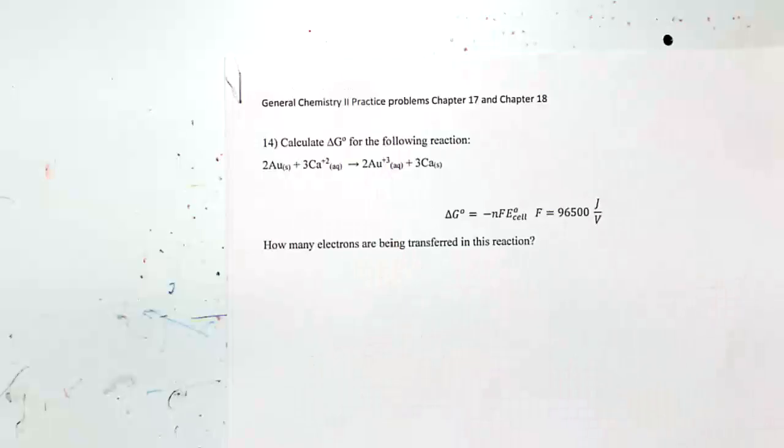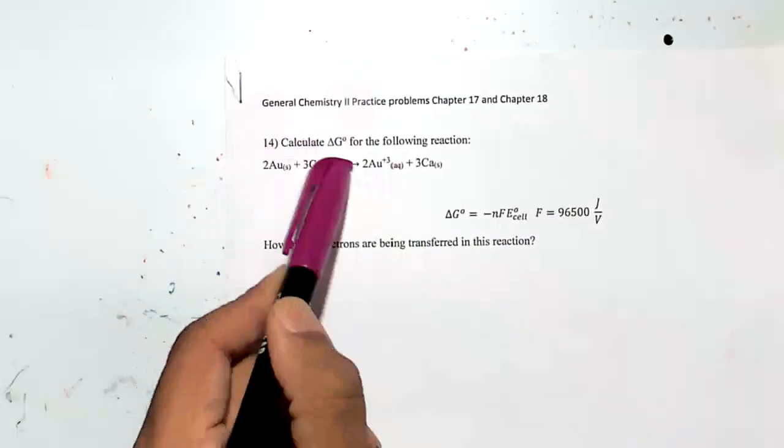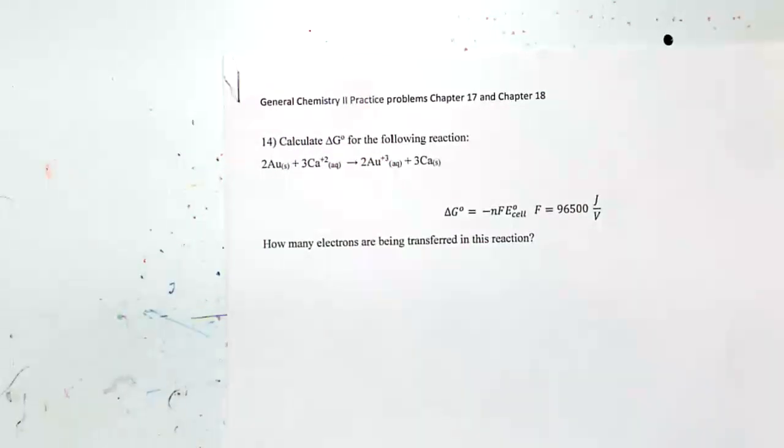All right, calculate delta G naught for the following. Is this page 5? Page 3. Did we do page 3? Yeah, we did page 3. Okay, so problem 14 on your test will be similar to this.